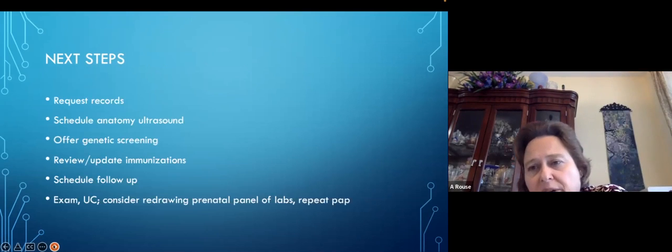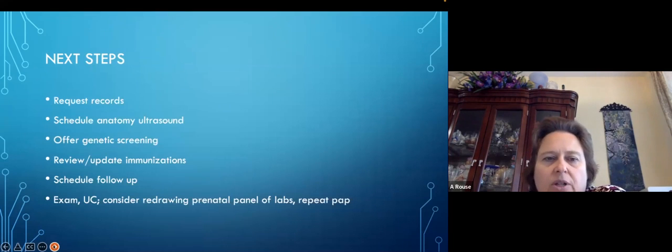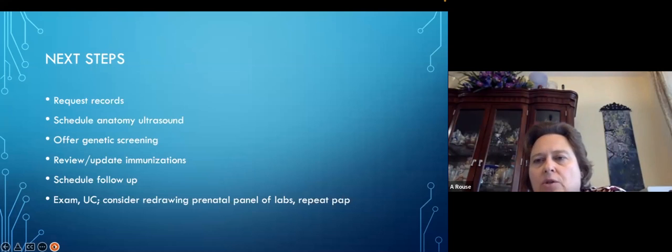So we're going to try to get those records. Maybe we'll be successful, at least the ones out of Texas. Correct. We're going to get her anatomy ultrasound. You can discuss genetic screening because, again, she kind of falls in that window, at least for a quad screen. And worst case, if her dates are changed, you can always recalculate or tell her that it didn't fall in the correct time frame to be able to do it.